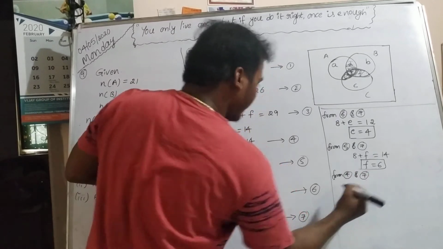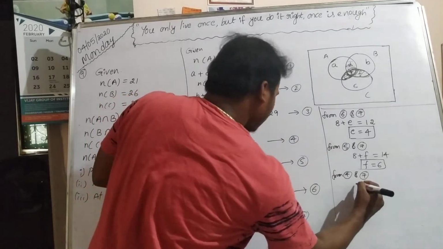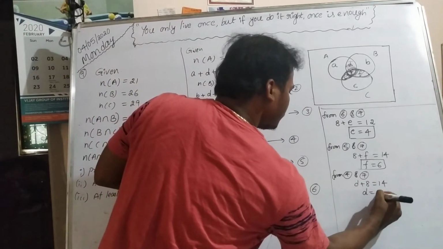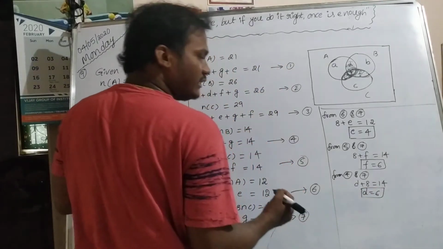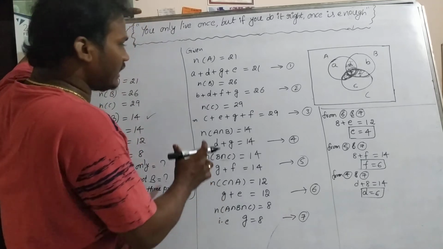4 and 7, I can find 4 and 7. D plus G: D plus 8 is equal to 14. D is equal to how much? 6. I found D. So I found E, F, and D. Let's find the other variables now.